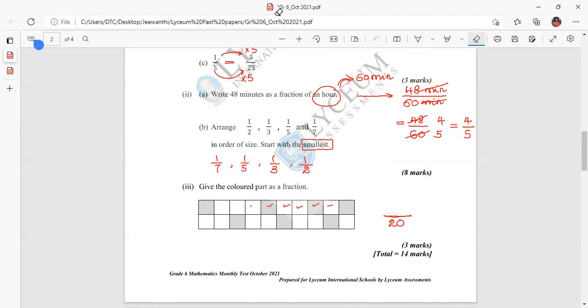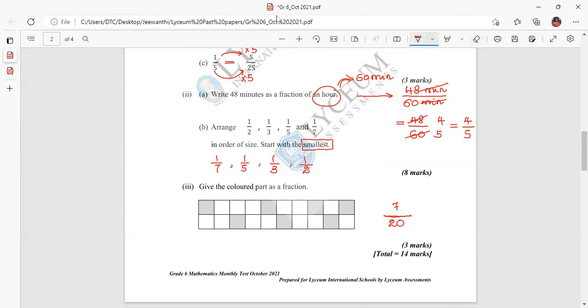So then, how can I count it? 1, 2, 3, 4, 5, 6, 7. So that is 7. The shaded 7 squares we can find. So this is the answer, right?